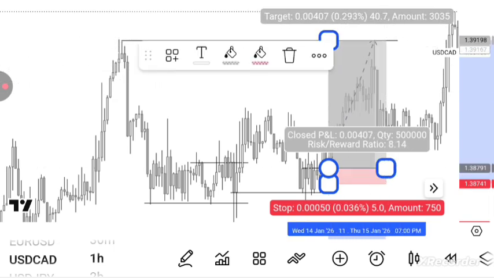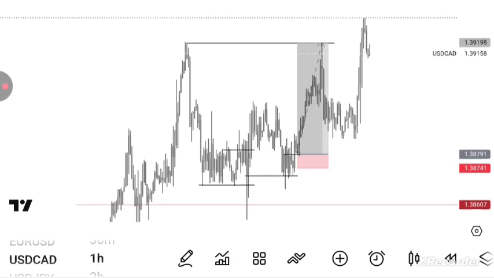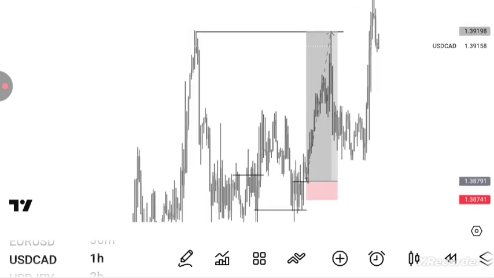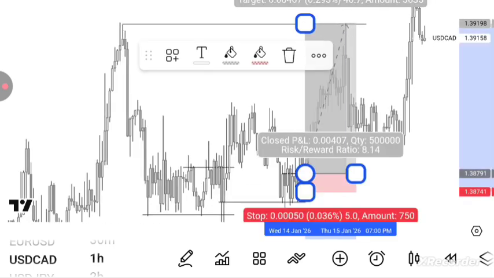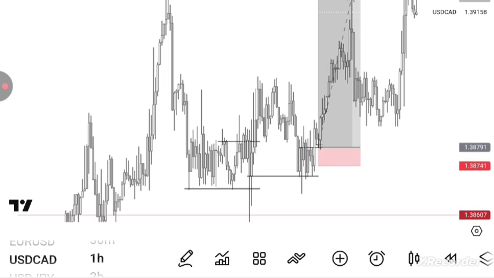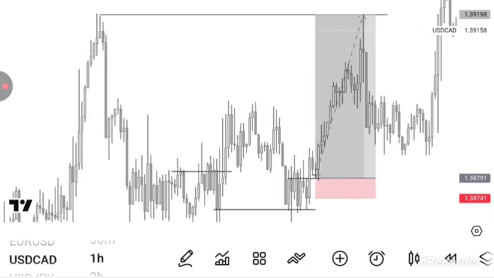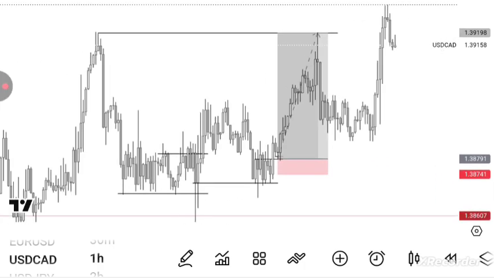We could see that if you use confirmation entry, your risk to reward will be much higher than when you enter from the main zone. When we entered from this main zone, our risk to reward was just around 6 RR. But leveraging our confirmation entries, we had a much higher risk to reward, about 8 RR. So that was what USDCAD presented, the first entry it presented.